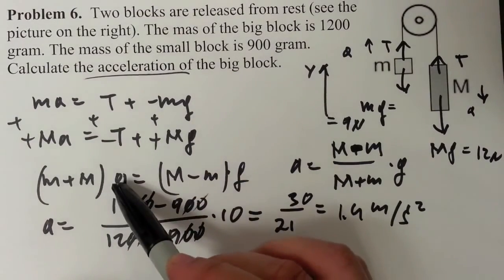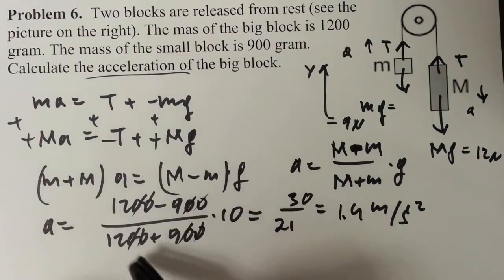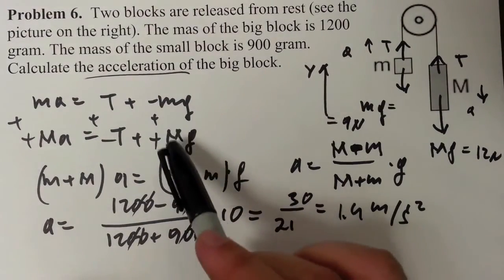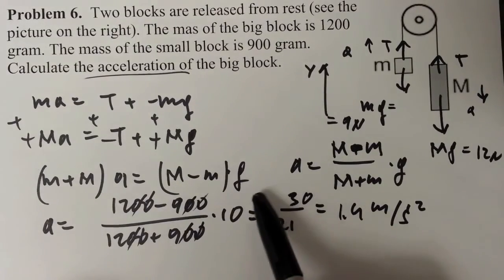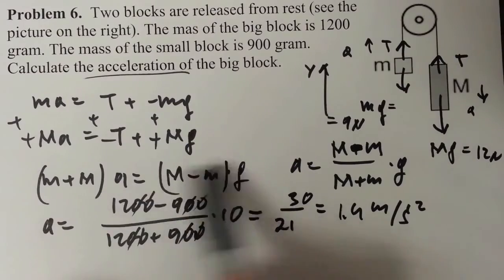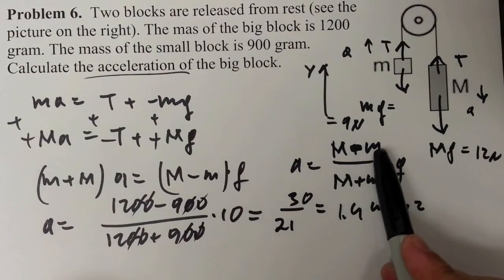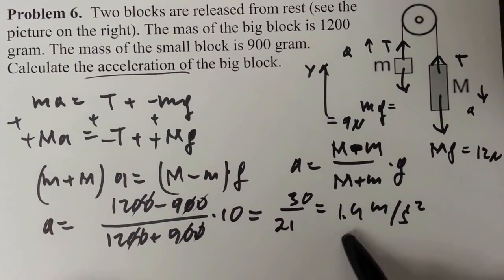A is a common factor, little m plus big M, T and minus T cancel, and big M minus little m is here, times g. So if we're calculating the acceleration, this over that, the difference divided by the sum times g, and that gives us 1.4.